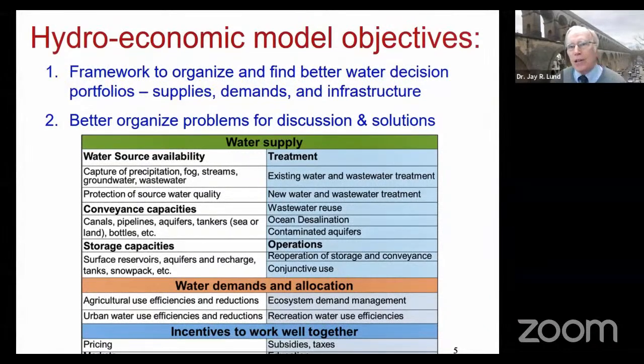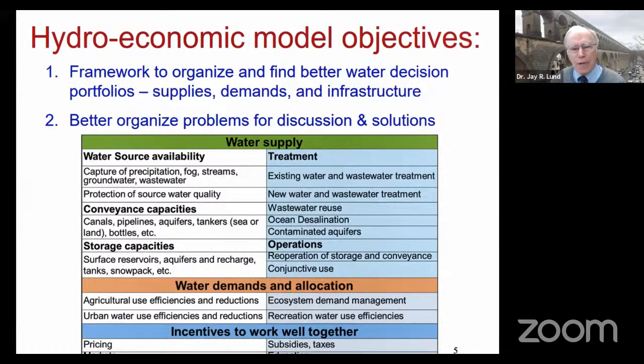Again, coming back to the objectives of hydroeconomic modeling, we're trying to develop a framework to organize and find better water decision portfolios. These portfolios consist of water supplies, different ways of managing water demands, and different ways of managing infrastructure. So this table down below develops a taxonomy of what a water supply system portfolio might look like. It has quite a variety of water sources, capacities for storage and conveyance, for treatment, different kinds of treatment, all of which involve different expenses and different operations that we can make in terms of storage and conjunctive use and treatment operations. We also have different ways of managing water for the different water demands, different kinds of water conservation, different kinds of water use efficiency.